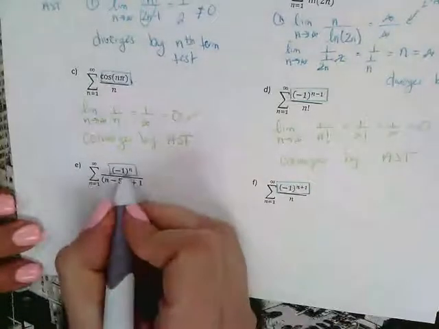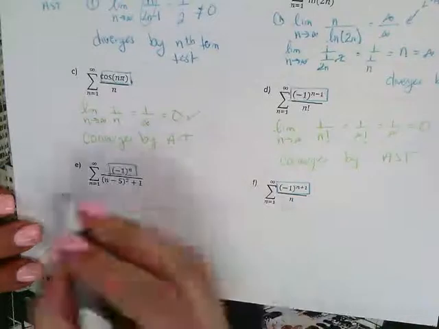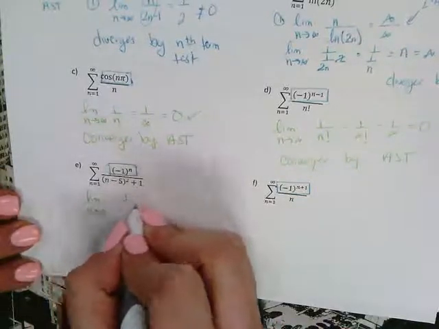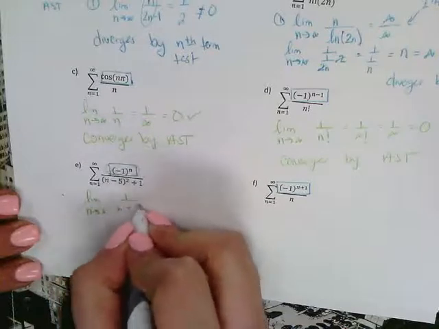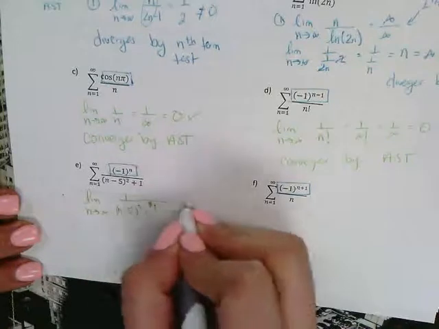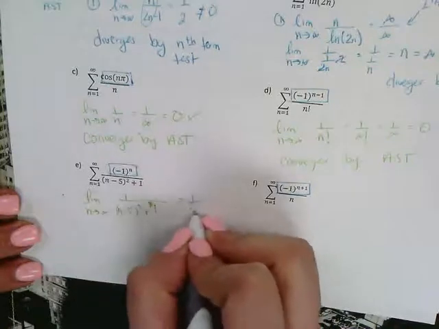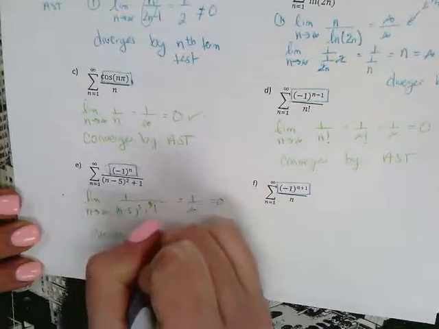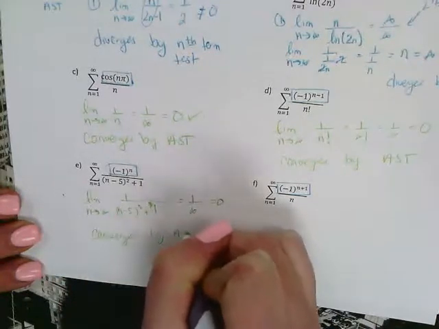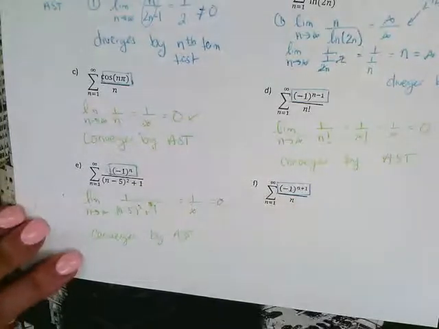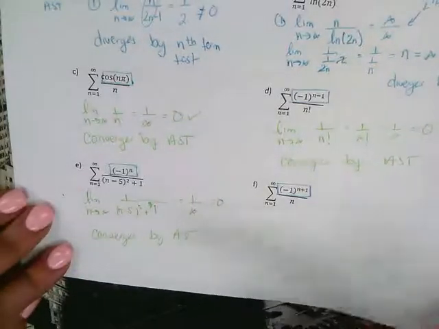Alright, next part. Here's the alternating part, so I'm not going to include it. So I'm actually just going to do the limit as n approaches infinity of 1 over (n minus 5) squared plus 1. And that's just going to be 1 over infinity, which is 0. So it converges by AST. And then the last part is easy. It also converges by AST. Okay, you guys finish that one on your own.